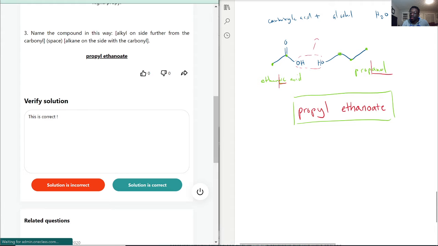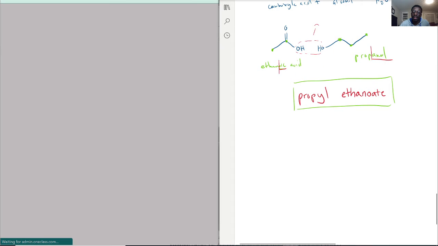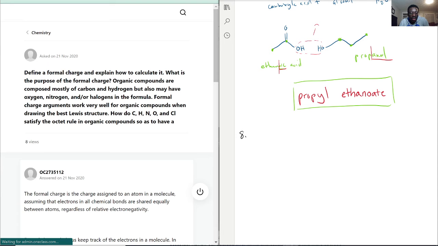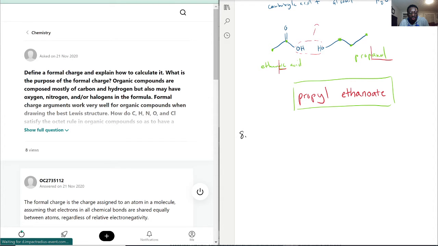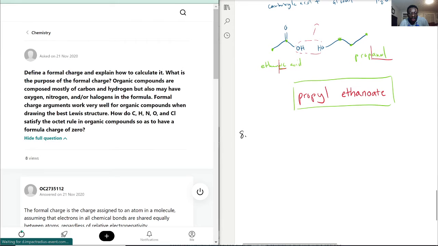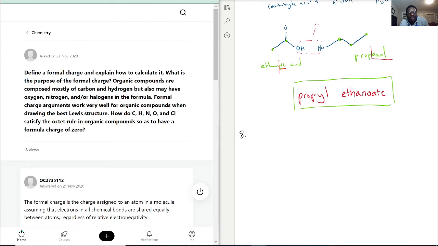And now let's move on to question number 8. So this question here is asking us to define a formal charge and explain how to calculate it. Organic compounds are mostly composed of carbon and hydrogen, and may also have these others in their formula. Formal charge arrangements work very well for organic compounds when drawing their best Lewis structure. How do C, H, N, O and Cl satisfy the octet rule in organic compounds so as to have a formal charge of 0?